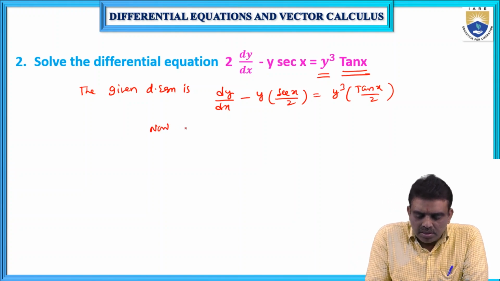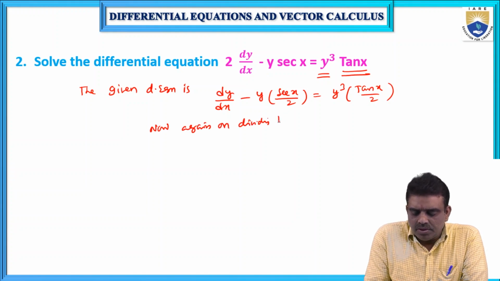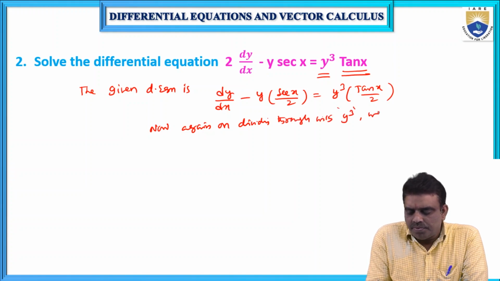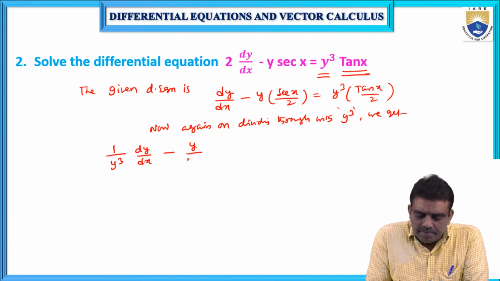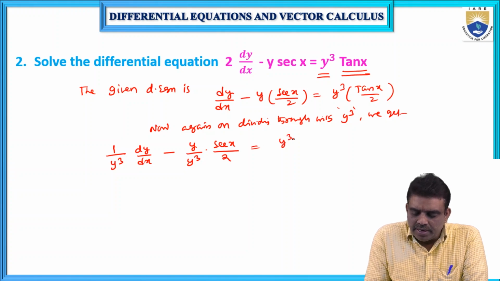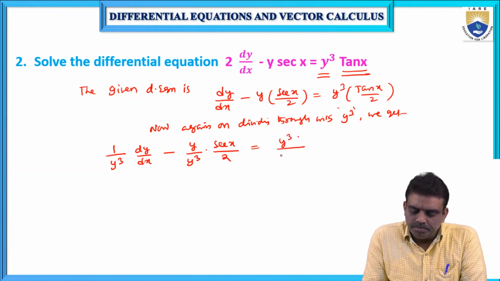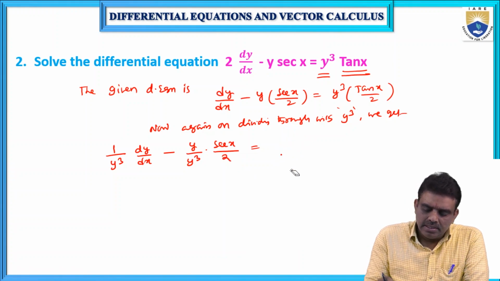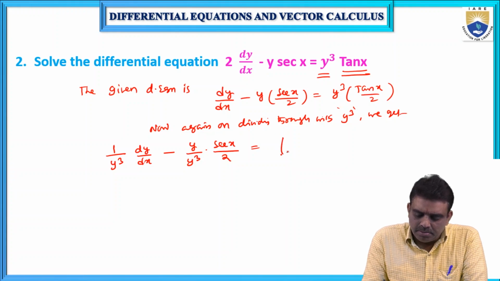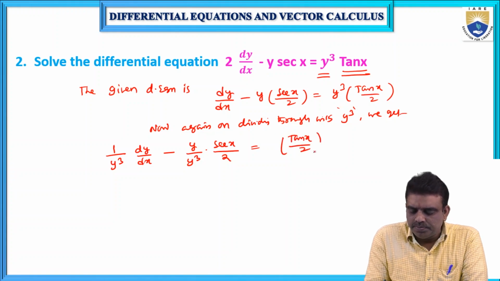Now, again, on dividing throughout with y cube, we get 1 by y cube dy by dx minus y by y cube into secant x by 2 is equal to y cube by y cube. So y cube will get cancelled on the right hand side. What is the remaining term? You get only tan x by 2.